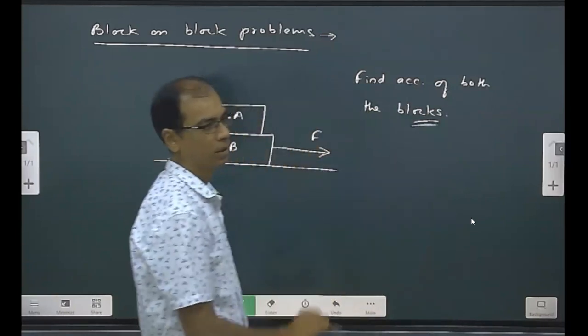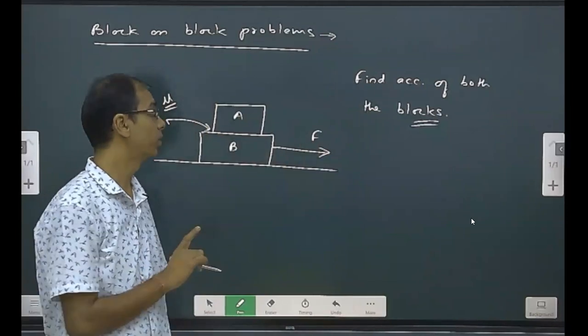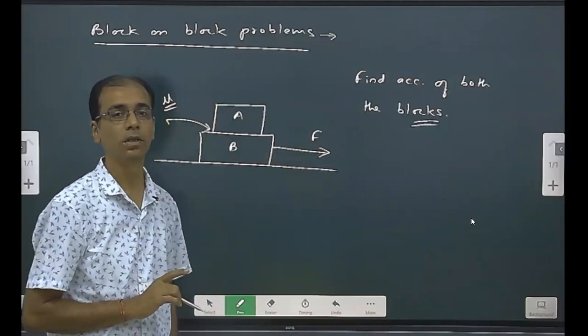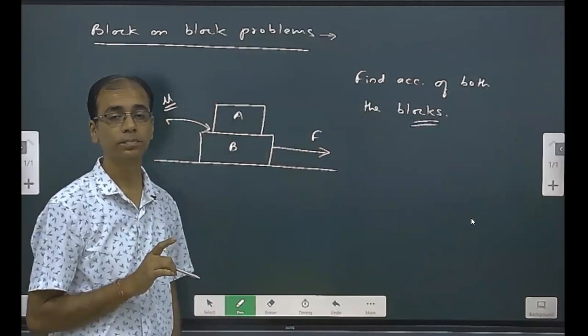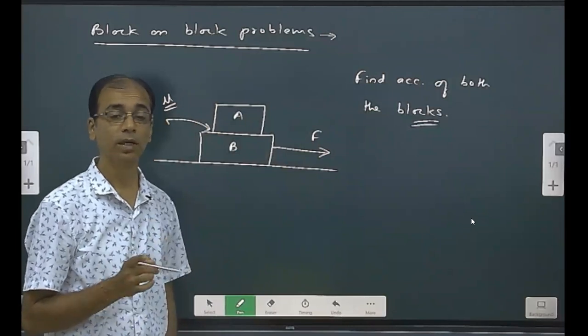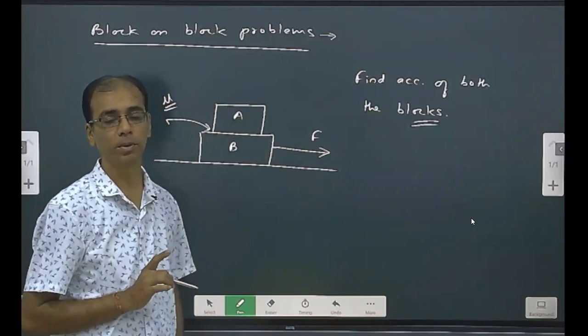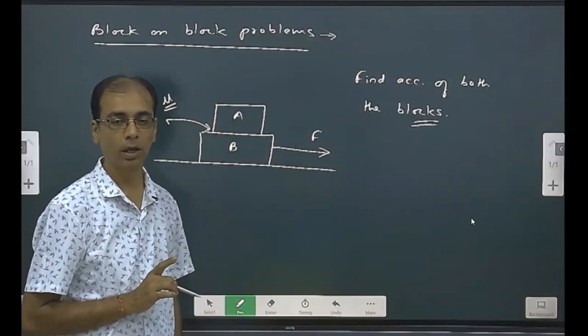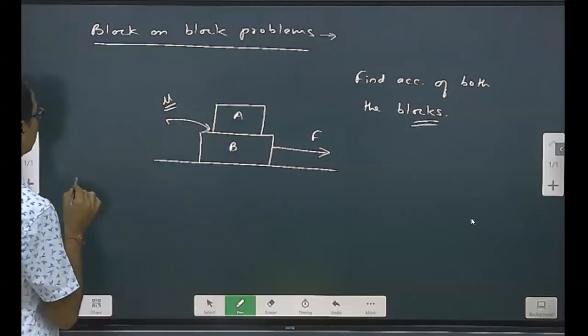What is the concept in this? Before going for the individual blocks' acceleration, we have to check first whether they can move together or not. If they cannot move together, then only we'll calculate their separate acceleration. So first checking is, what is the method of solving?